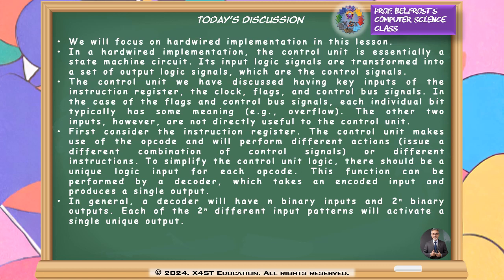First, I consider the instruction register. The control unit makes use of the opcode and will perform different actions for different instructions. To simplify the control unit logic, there should be a unique logic input for each opcode, and this function can be performed by a decoder, which takes an encoded input and produces a single output. In general, a decoder will have n binary inputs and 2 to the n binary outputs. So each of the 2 to the n different input patterns will activate a single unique output.